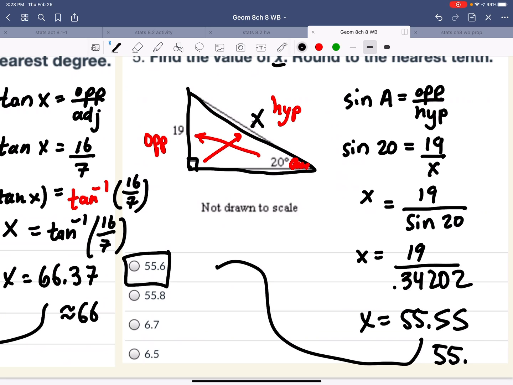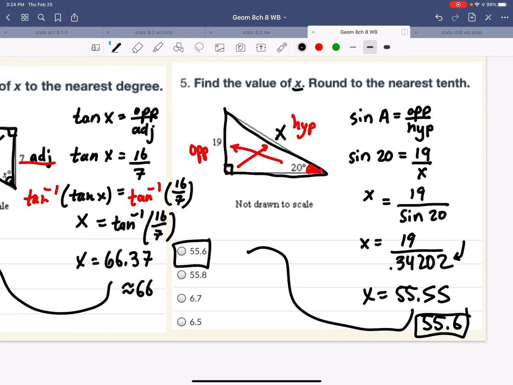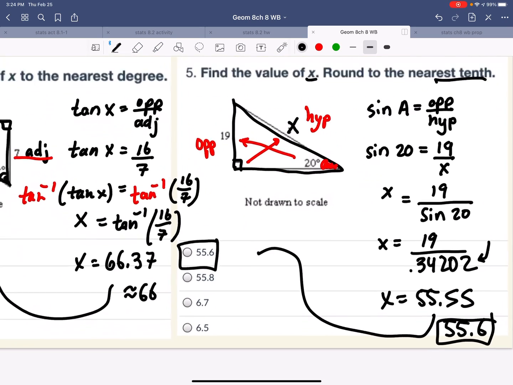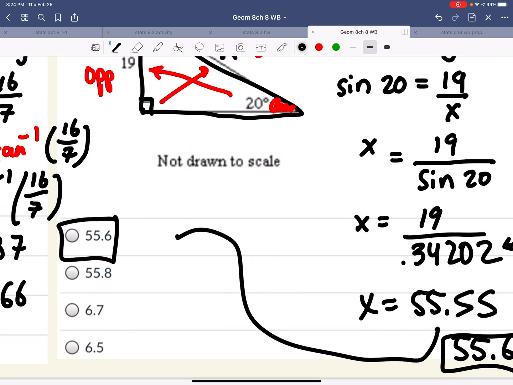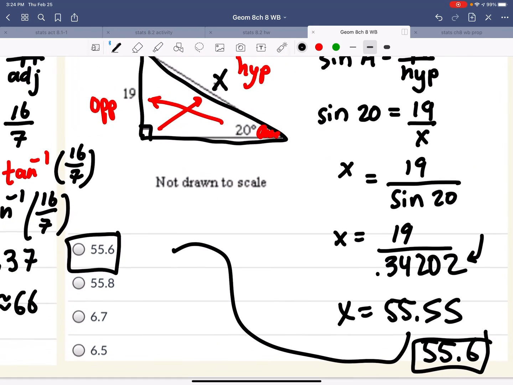Now be careful here. Make sure you don't round too soon on the bottom. We want to round in the end. So when it says round to the nearest tenth, it doesn't mean round to the nearest tenth throughout the problem. You want to try to keep the numbers as big as possible until the very end and then round. Great job, guys. See you next time.